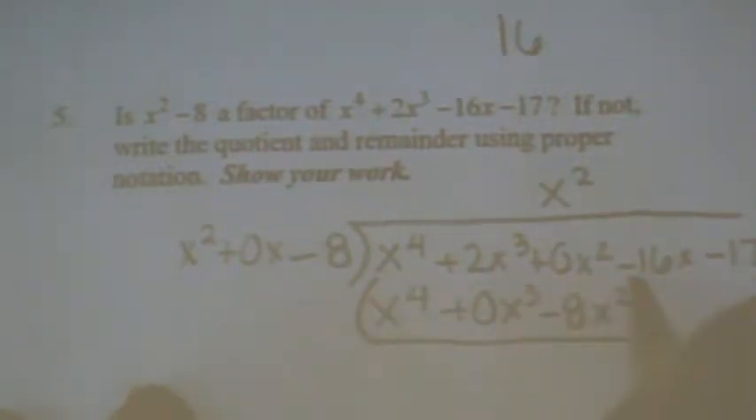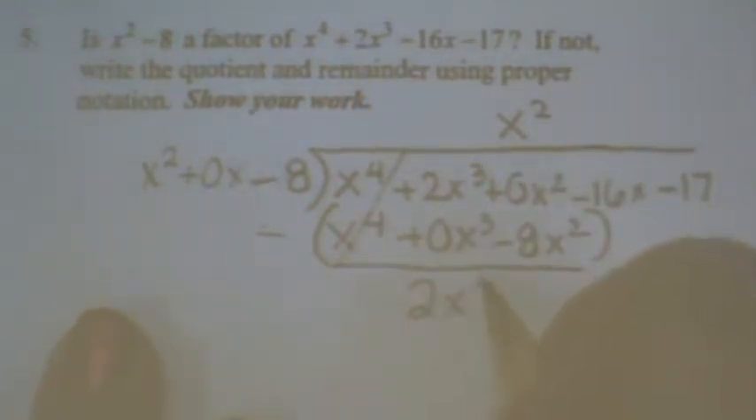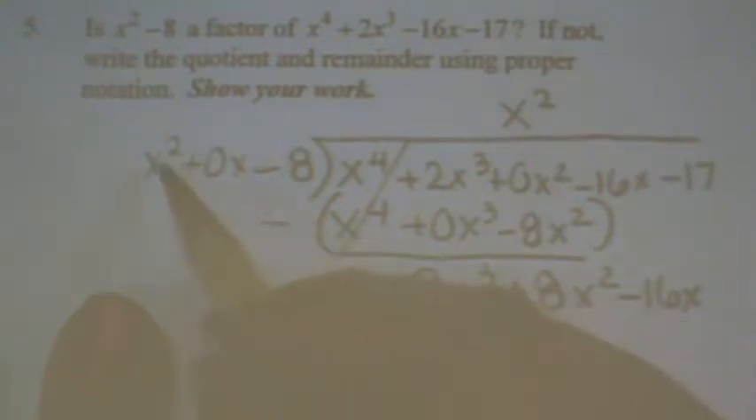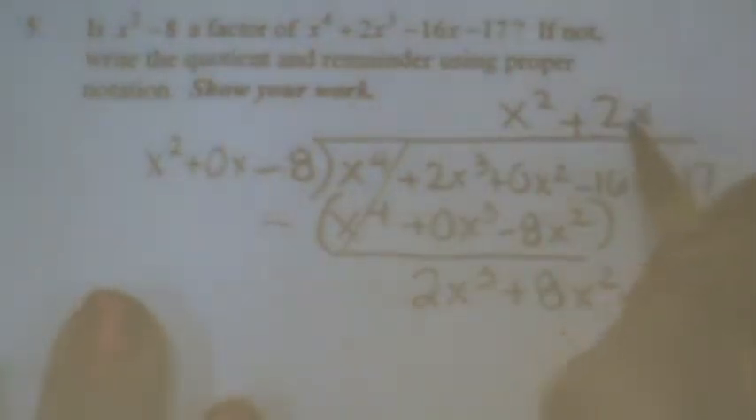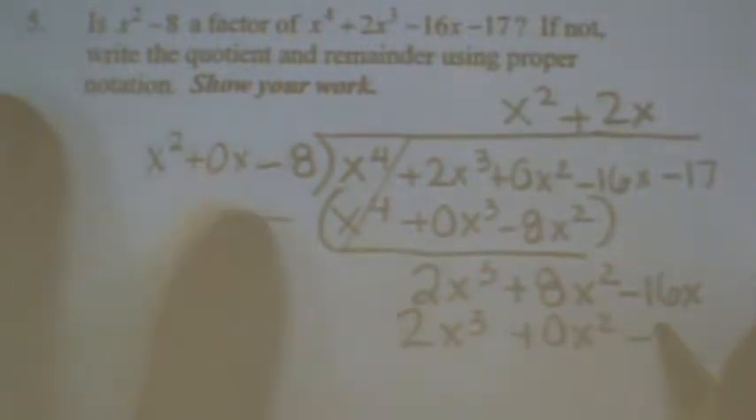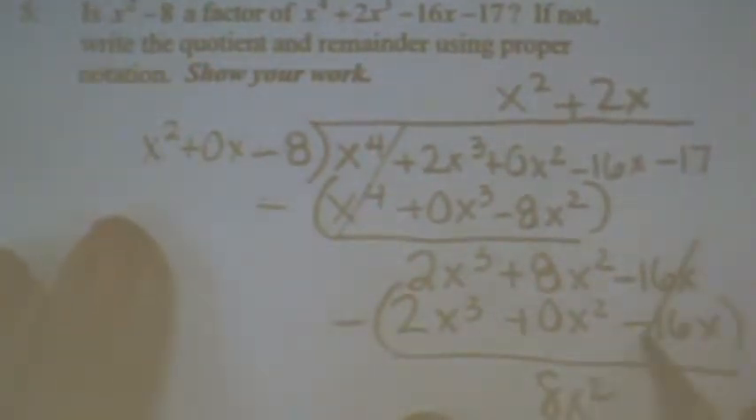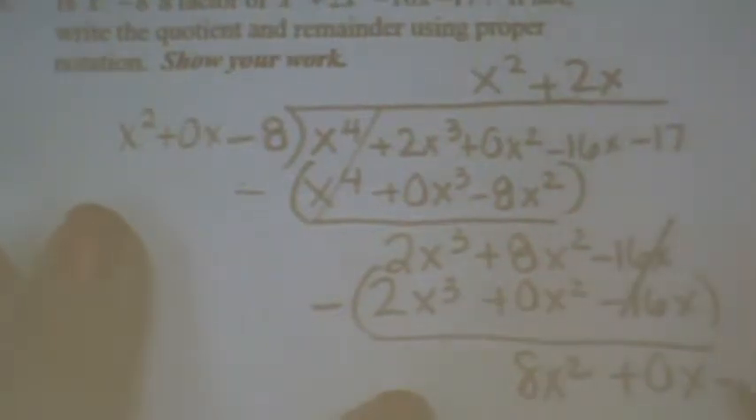Now what do we do with this? We subtract. When you subtract, these cancel. You get 2x cubed, and this is going to become plus 8x squared. Bring down the next term. Now we want to get rid of this. So x squared times 2x is going to eliminate this, make it 2x cubed. Now continue to distribute, plus 0x squared minus 16x. When you subtract, you get 8x squared. These cancel, and then bring down negative 17.